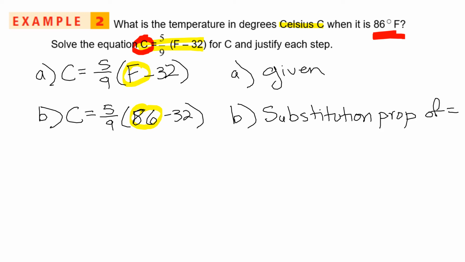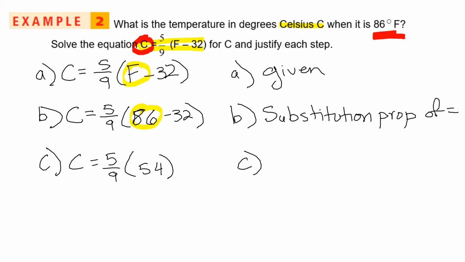Okay, now what are we going to do? We are still not going to distribute. Why are we not going to distribute? Because we have two numbers inside the parentheses, and we do parentheses first in our order of operations. So what is 86 minus 32? It is 54.